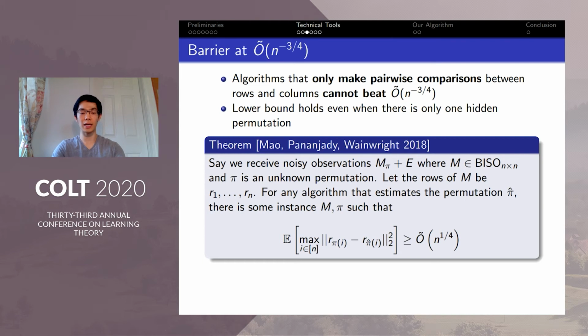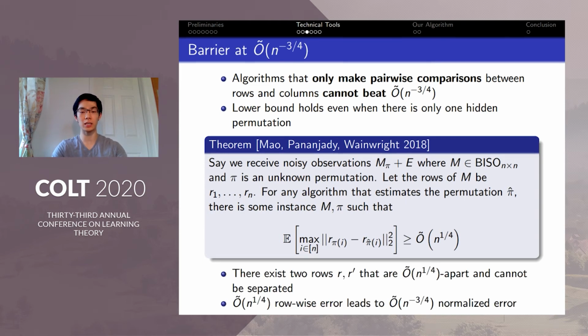This is, again, a theorem from the Mao et al. paper in 2018. Essentially what the theorem says is that there exist two rows R and R prime such that their Frobenius squared error is n to the 1/4, and yet information theoretically they cannot be distinguished. So what this means is if you have a matrix with n over 2 copies of R and n over 2 copies of R prime, then any pairwise comparison algorithm cannot distinguish any of the pairs of R and R prime. So then this row-wise error of n to the 1/4 leads to a normalized Frobenius squared error of n to the negative 3/4.